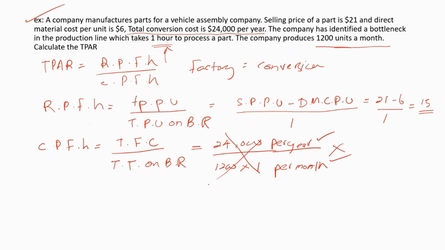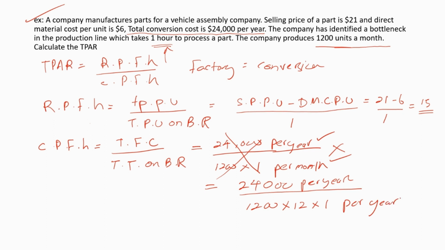So now let's convert both the numerator and denominator into the same time period. The numerator will be $24,000 per year, and for the denominator, 1,200 units per month. Let's multiply this by 12, so this will become a per year value, then multiplied by 1 hour. This is the bottleneck resource hours it takes to produce one part. So this will become a per year value.